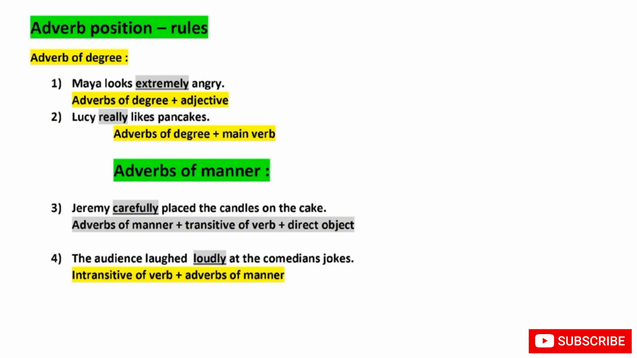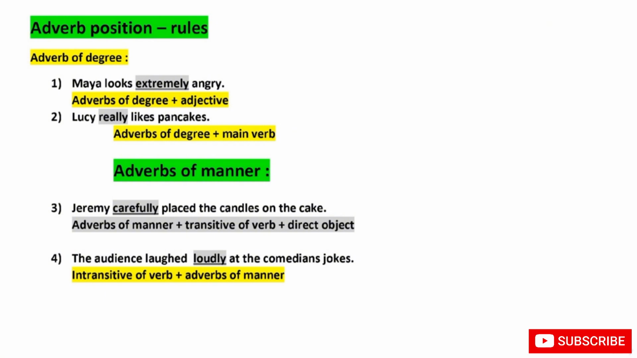A verb that has an object is called a transitive verb, and it loves its object so much, so don't separate them. The best place to put the adverb is before the verb. So, Jeremy carefully placed the candles on the cake.